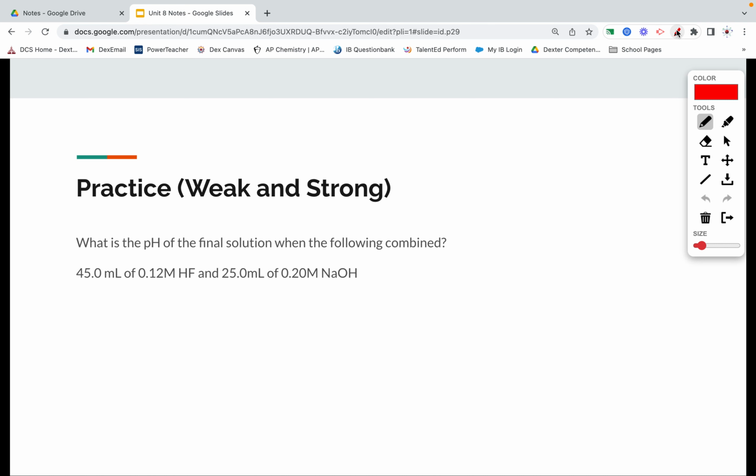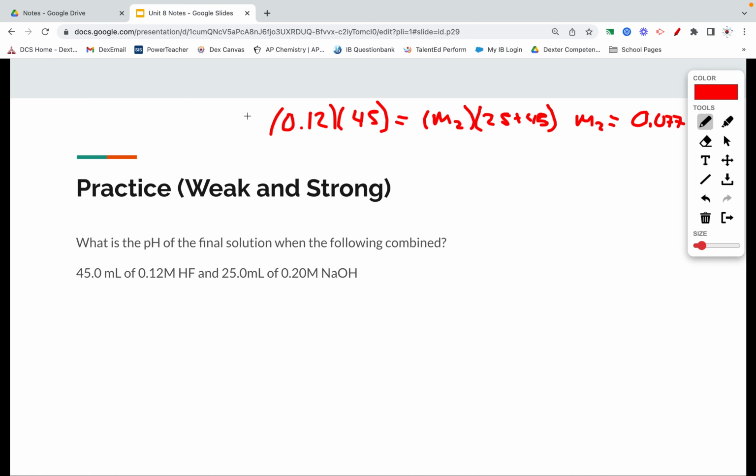Alright, so first we start off with our dilution. I'm going to do it up here so I have room for everything else. We have our hydrofluoric acid in our original concentration. We have our new concentration in our new volume. And that is 0.077. And we do the same thing for our strong base.